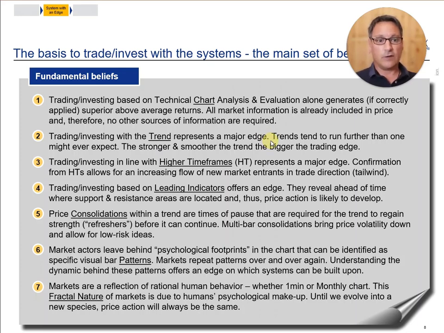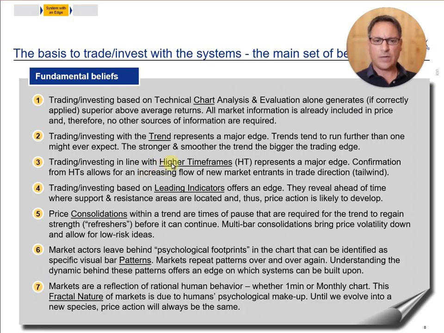So trends tend to run further than what one might ever expect. That's basically the typical thing, right? Novices think, oh, the trend has gone too far, now it's over, and we can counter-trade that trend. That's a common belief, and it's a bias we capitalize on. The stronger and smoother the trend, the bigger the trading edge. If we get very, very strong trends, we have a clustering of patterns, and the patterns do really fantastic with high win rates. That is amazing. So the stronger and the smoother the trends, the better it works.